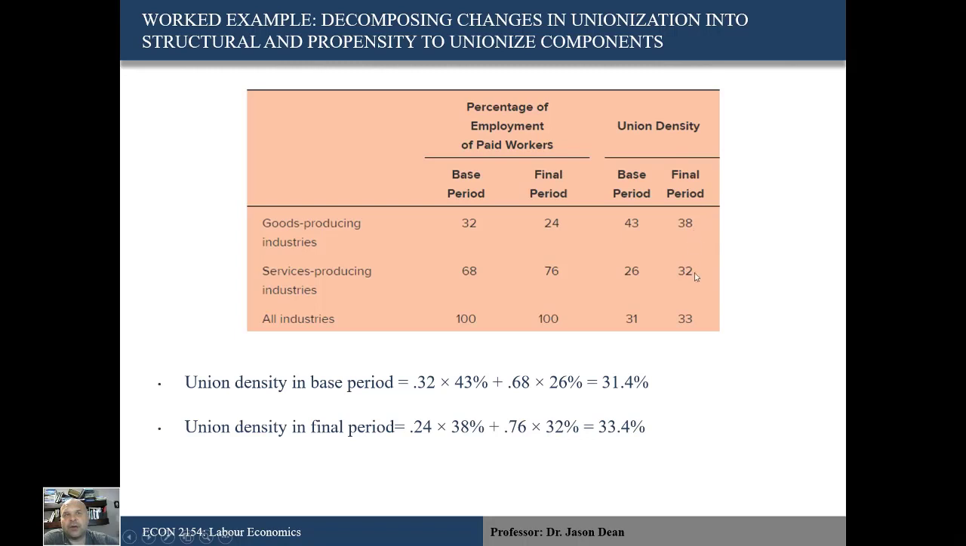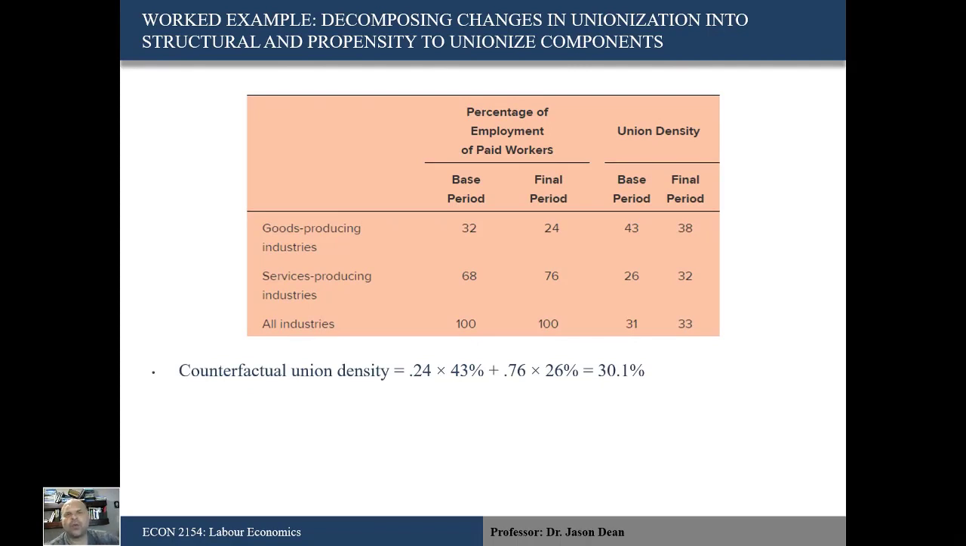So we're going to end up with a number somewhere in between, and because this sector here has a higher weight, we're going to be closer to the 32. The end result is that we have 33.4% as the union density in the final period for all industries. So between the base period and the final period, we can see that union density only increased by 2 percentage points. Now think of the following counterfactual question.